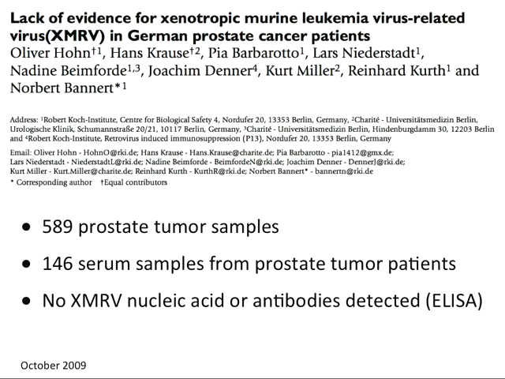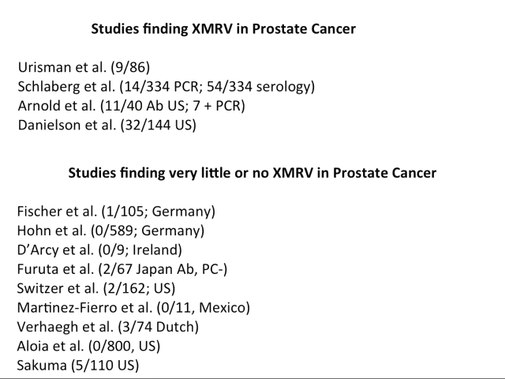Okay, so another study in October of 2009, this from another German cohort of patients, lack of evidence for XMRV in German prostate cancer patients. They looked at 589 prostate samples and 146 serum samples from people with prostate cancer, and they found no XMRV by PCR and no antibodies by ELISA in any of the sera. So again, this is a German study, so they said maybe there are some geographical restrictions on where this virus is.